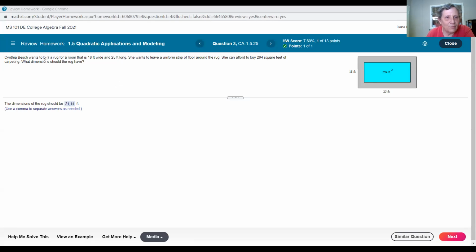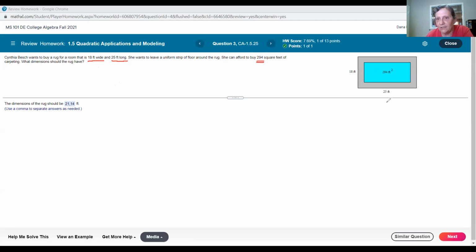Cynthia Besh wants to buy a rug for a room that is 18 feet wide and 25 feet long. Now, this is for the room, not the rug. She wants to leave a uniform strip around the rug. She can afford to buy 294 square feet of carpeting. What dimensions should the rug have?